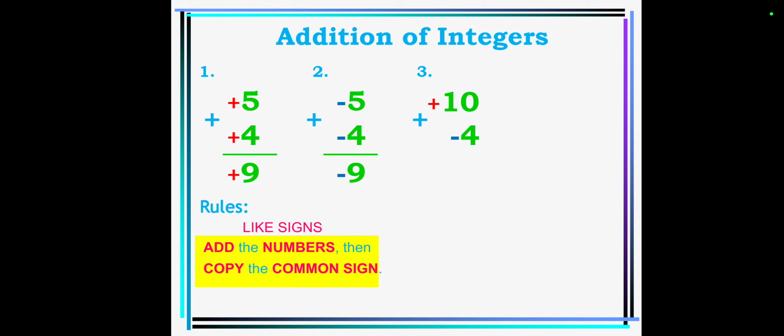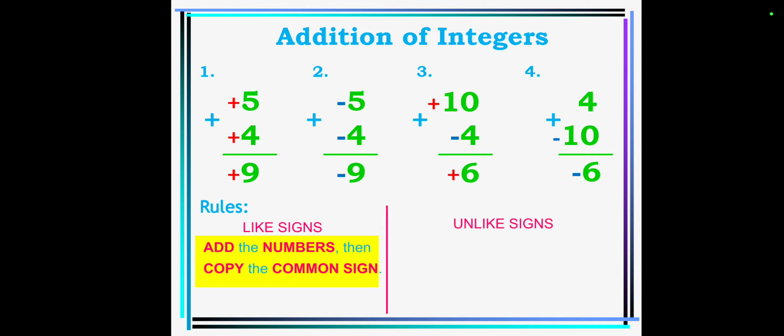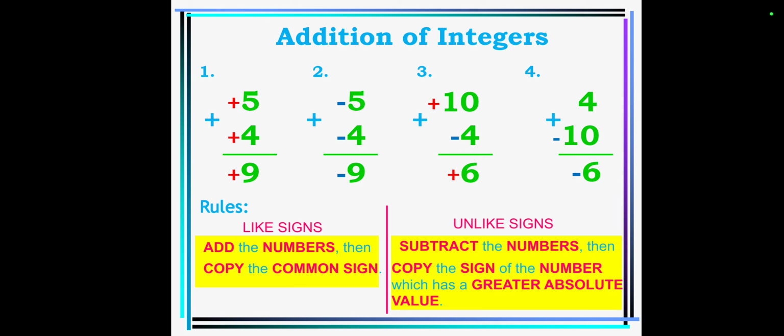Let's have number 3. That means you gain 10 pesos, you lost 4. So you are still gaining 6, that means positive 6. Another example is 4 plus negative 10. That means you lost 6, so you have negative 6. So the idea is that if you have unlike signs in adding integers, you just have to subtract the numbers. Then copy the sign of the number which has the greater absolute value.